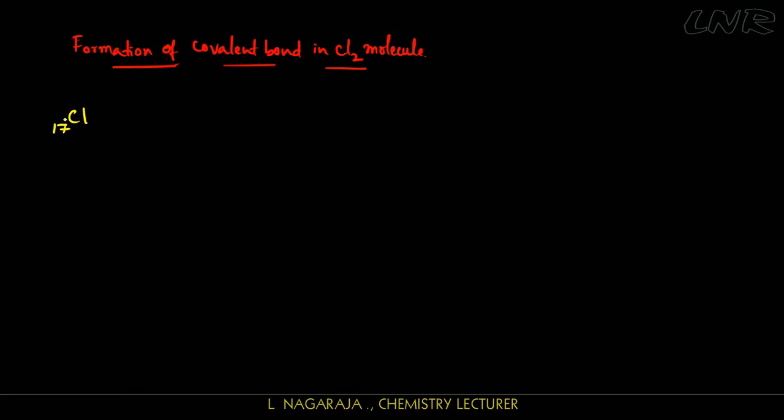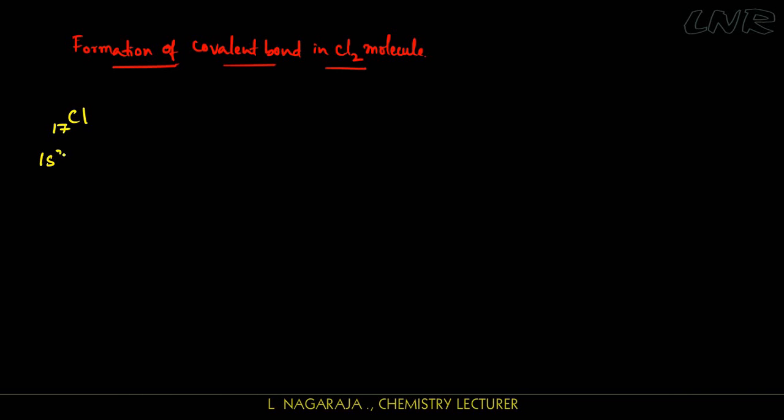That force of attraction is called a chemical bond. And let us see a few more examples of the formation of a covalent bond. That is the formation of covalent bond in the Cl2 molecule, that is, the chlorine molecule. So let us take the chlorine molecule. The atomic number for chlorine is 17.